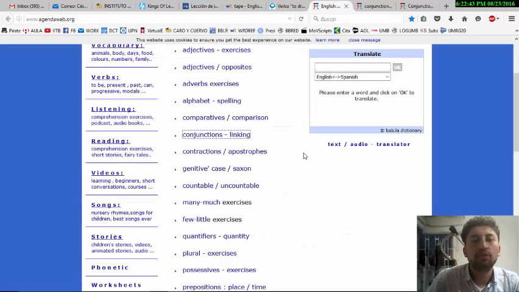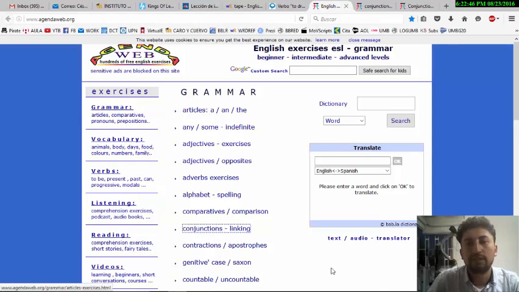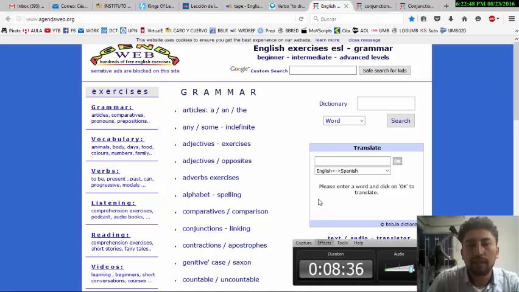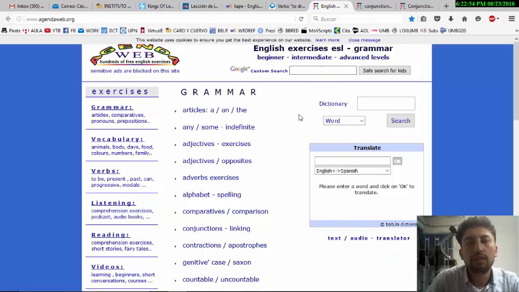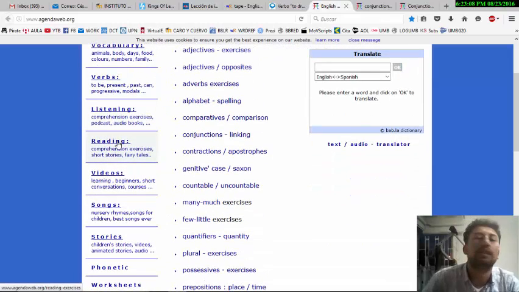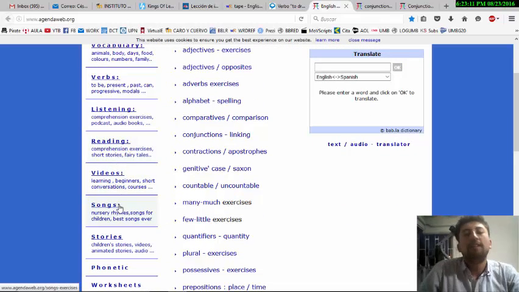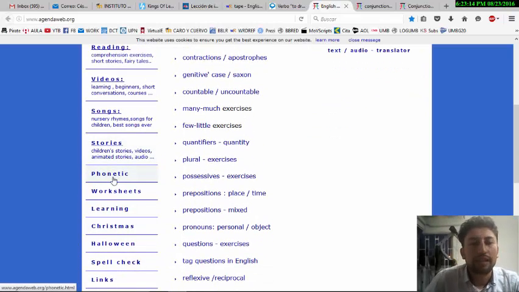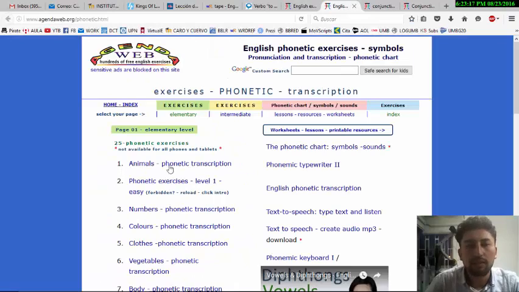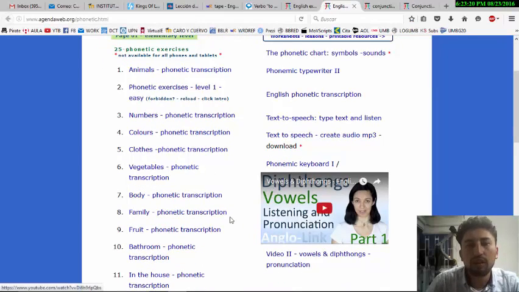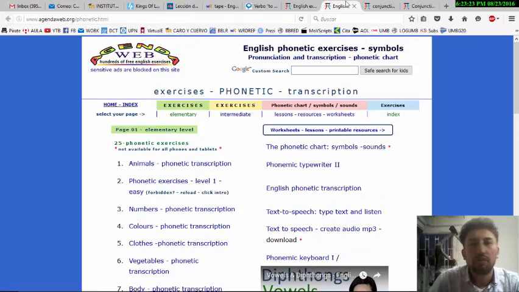Another thing that I want to show you is this agenda web. This is a very nice thing for you to look at. One of the coolest things about this webpage is that you can look at some of the exercises here. You have grammar exercises, vocabulary exercises, verbs exercises, listening exercises, reading exercises, videos, songs, stories. You can analyze phonetic aspects, so you can practice your pronunciation.